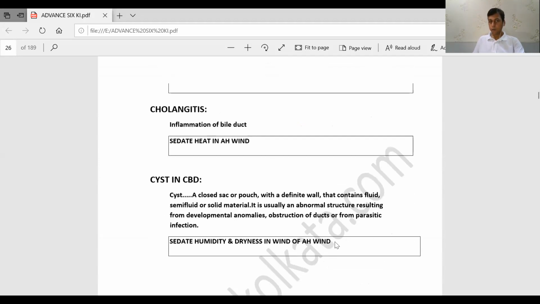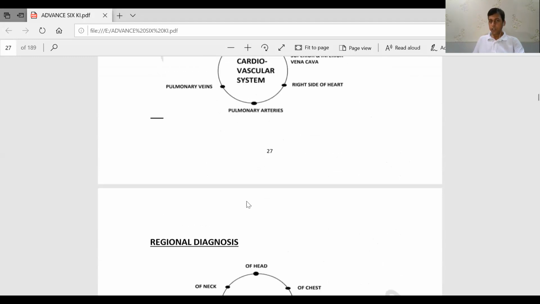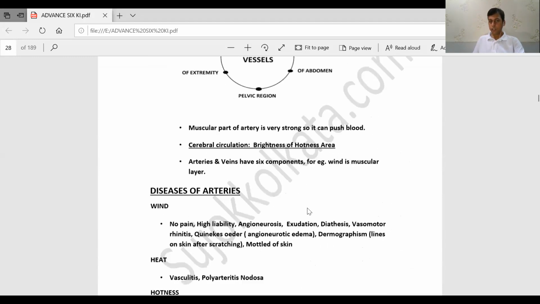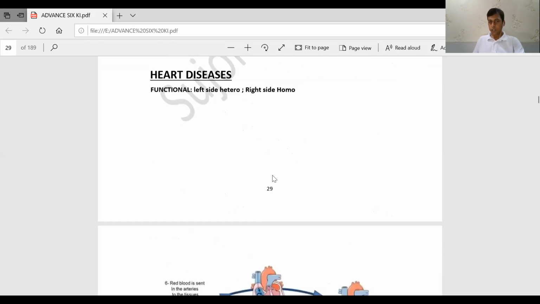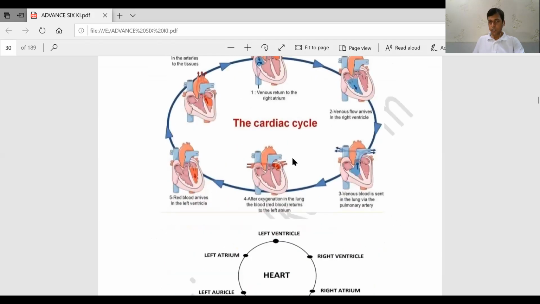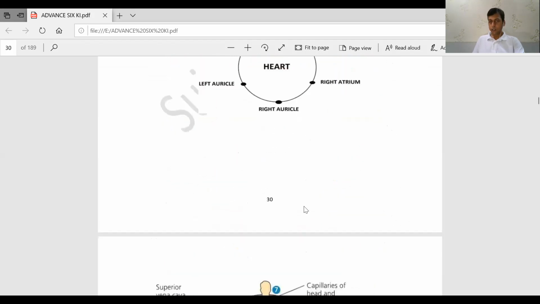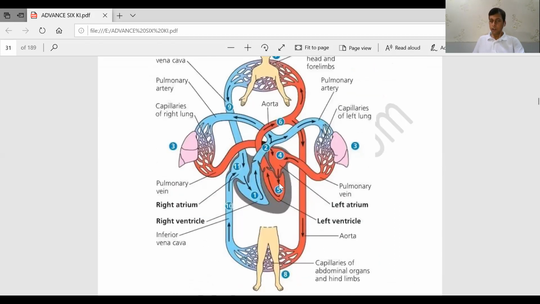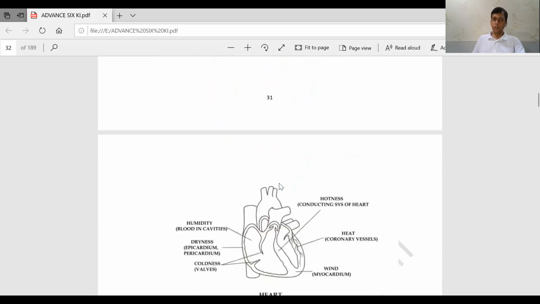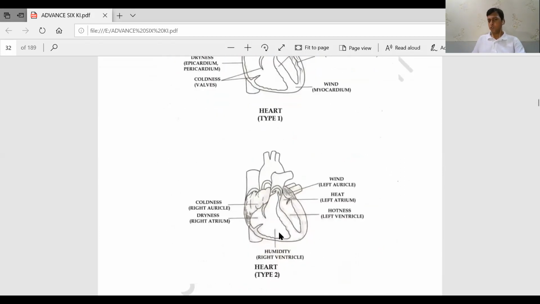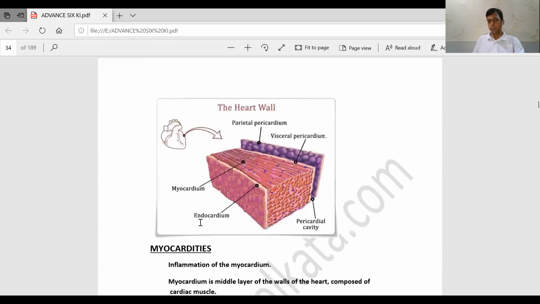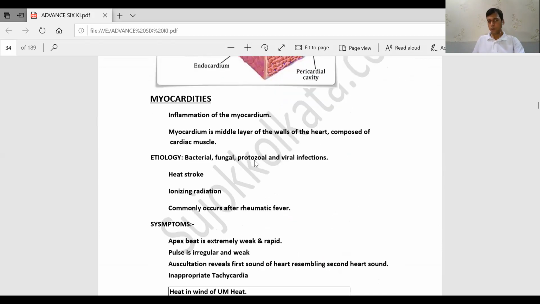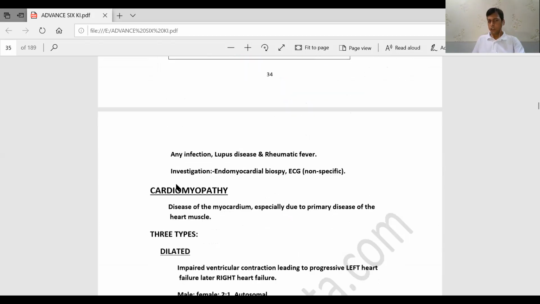Then the diseases of the gallbladder, then heat about the heart, the regional classification of the heart, and disease of the arteries, wind, heat, dryness disease, then heart disease. What are the heart diseases? The cardiac cycle I will discuss in physiology. And this was the old notes, but maybe I will change the physiology part in a separate way, or I will extend the pathology part also. And the 6 classification, this we have learned in 6T also. This conductive system and the division of this conductive system, heart wall, myocarditis, what are the symptoms, its pathology, symptoms, everything in detail.